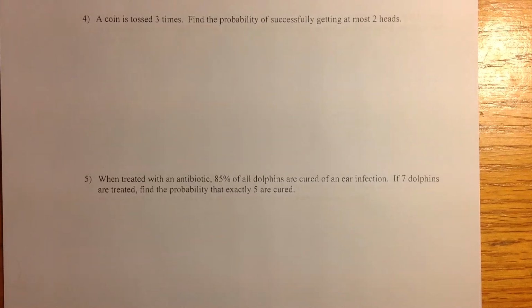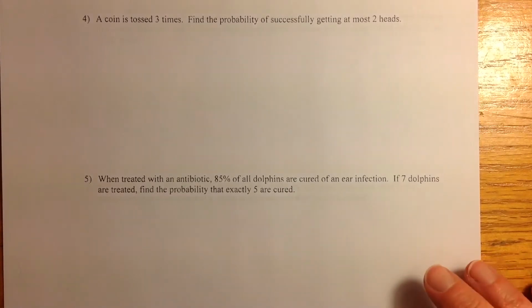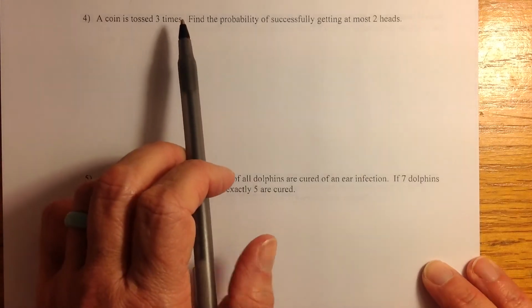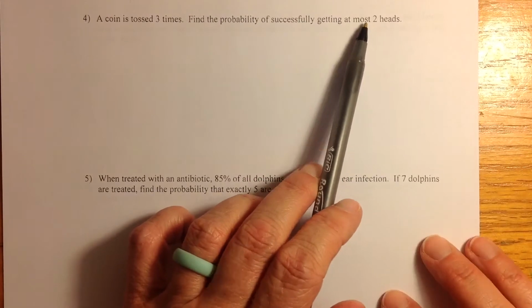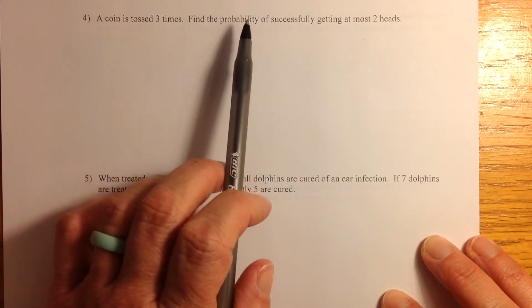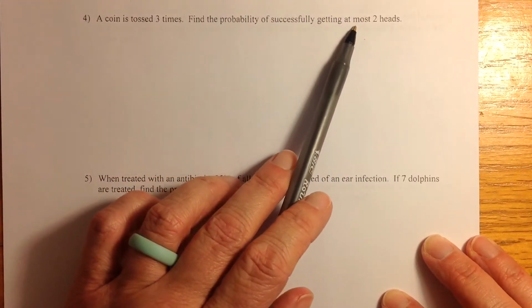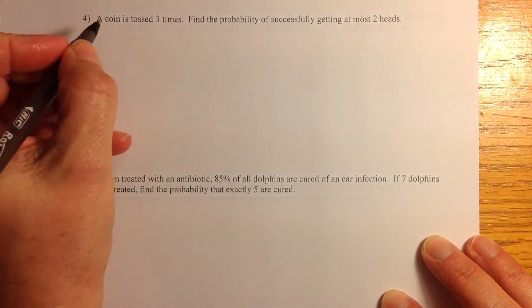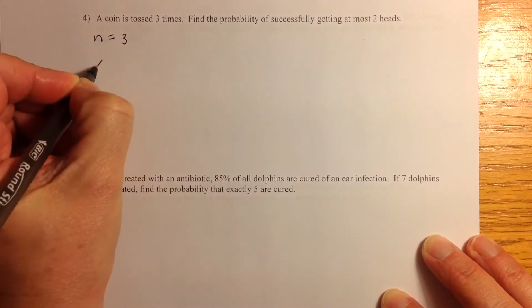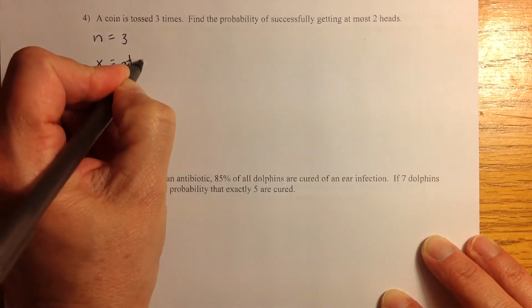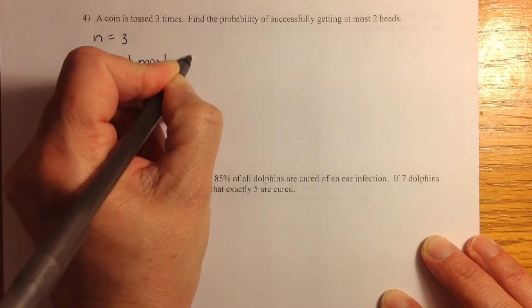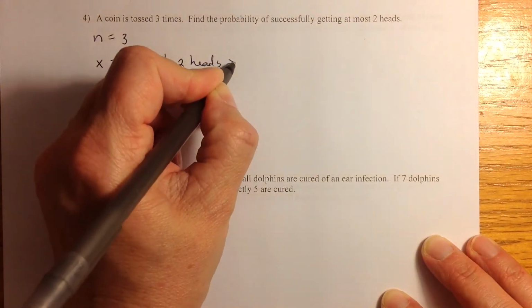All right, we're picking up again in 11.4 with the binomial probability distribution formula. And we're going to start seeing with problem 4, for example, that the number of times we can be successful might be different. So here a coin is tossed 3 times. Find the probability of successfully getting at most 2 heads. So n is 3. X is at most 2 heads. So we have to kind of decipher what that means.